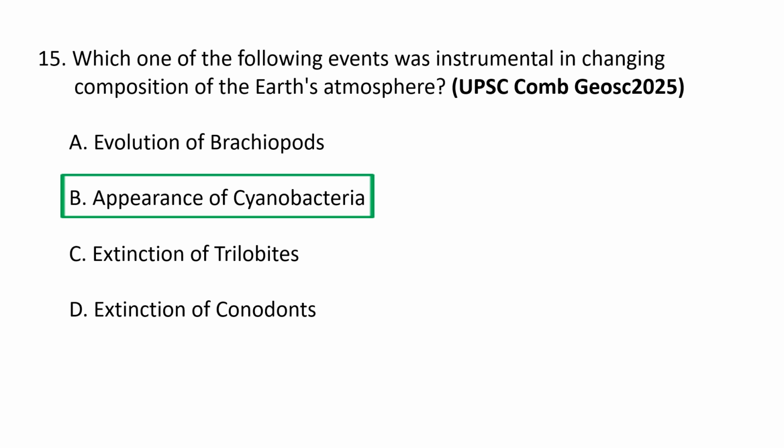So the cyanobacteria, also known as blue-green algae, are thought to have appeared on Earth around 2.7 to 3.5 billion years ago. Their oxygen-producing photosynthesis played a major role in the Great Oxidation Event, transforming the early Earth's atmosphere into an oxygen-rich one. So the appearance of cyanobacteria, B, is the correct option.